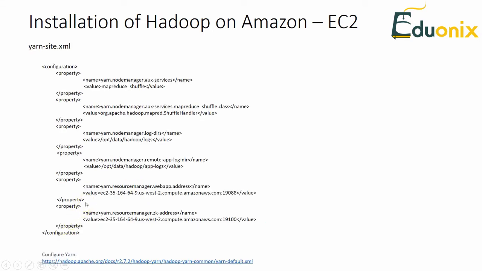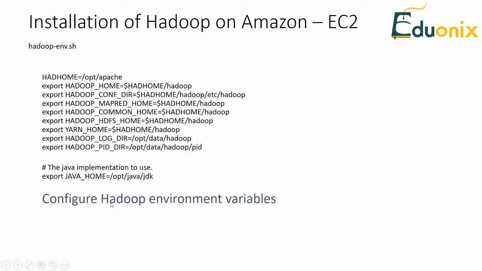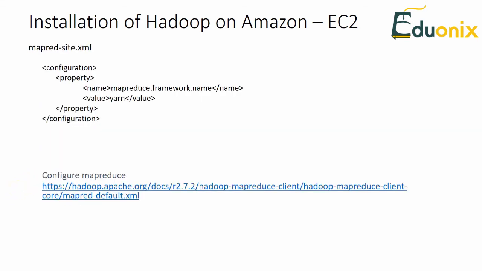This is the configuration for the yarn site XML file. It contains the main configurations for the web applications of the resource manager, also the zookeeper's address, and certain more configurations. We have the Hadoop environment shell script. We will be configuring the Hadoop home directory and more parameters, and we will be exporting them. We will also mention the home directory of Java. In the MapReduce site XML, we will be mentioning the framework which we have to apply, and here we are mentioning yarn, and the other possible attribute value is local.